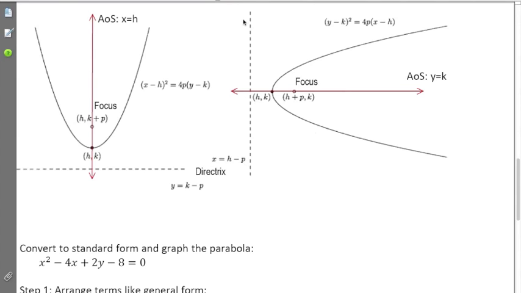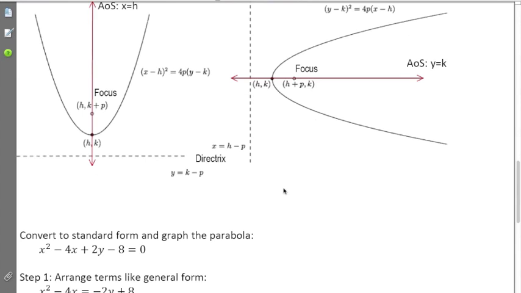Note the difference in the directrix. This is a vertical line. A vertical line always takes the form x equals. Over here, you have a horizontal line. The directrix takes the shape of y equals a value. A horizontal line like this always takes the form y equals a number.